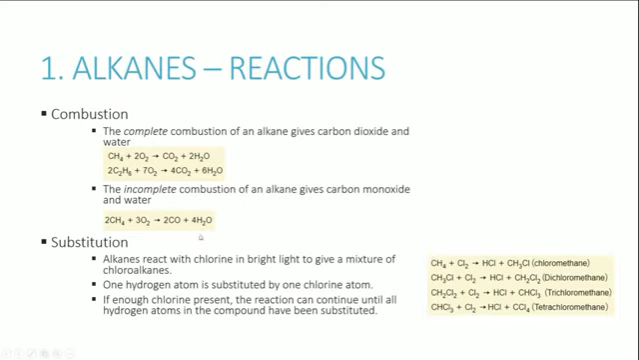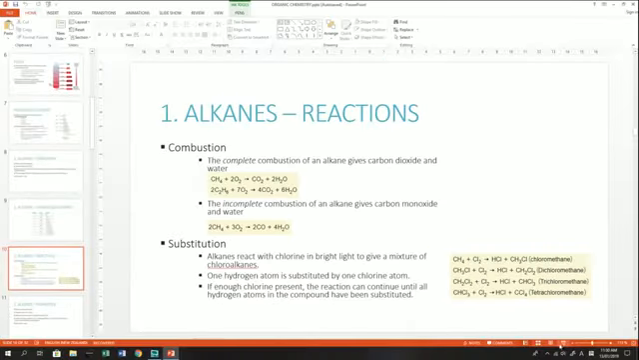The other one is substitution, and alkanes can react with chlorine in bright light or UV light to give a mixture of chloroalkanes. One hydrogen is substituted by one chlorine atom in the process, and if you have enough chlorine molecules present, then you can continue the reaction, and more of the hydrogens in the molecule will be substituted as well. This is easiest explained when I draw the molecule out.